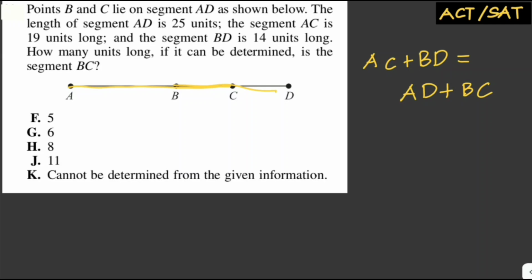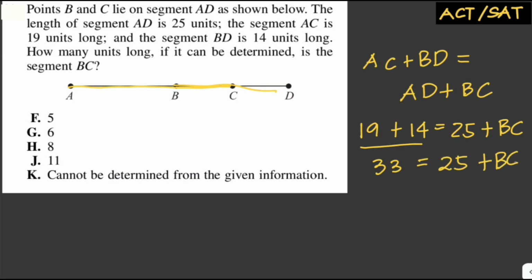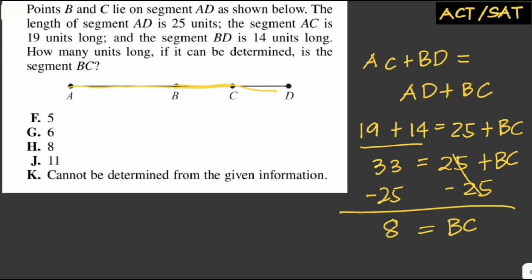And now we can just substitute all the values given here. So we're given the value of AC, which is 19 units. So that is 19 plus BD is 14 and AD is 25. Now we can solve for BC. So this is just 33 equals 25 plus BC, subtracting 25 from both sides. So our BC is just equal to 8. So the answer here is letter H.